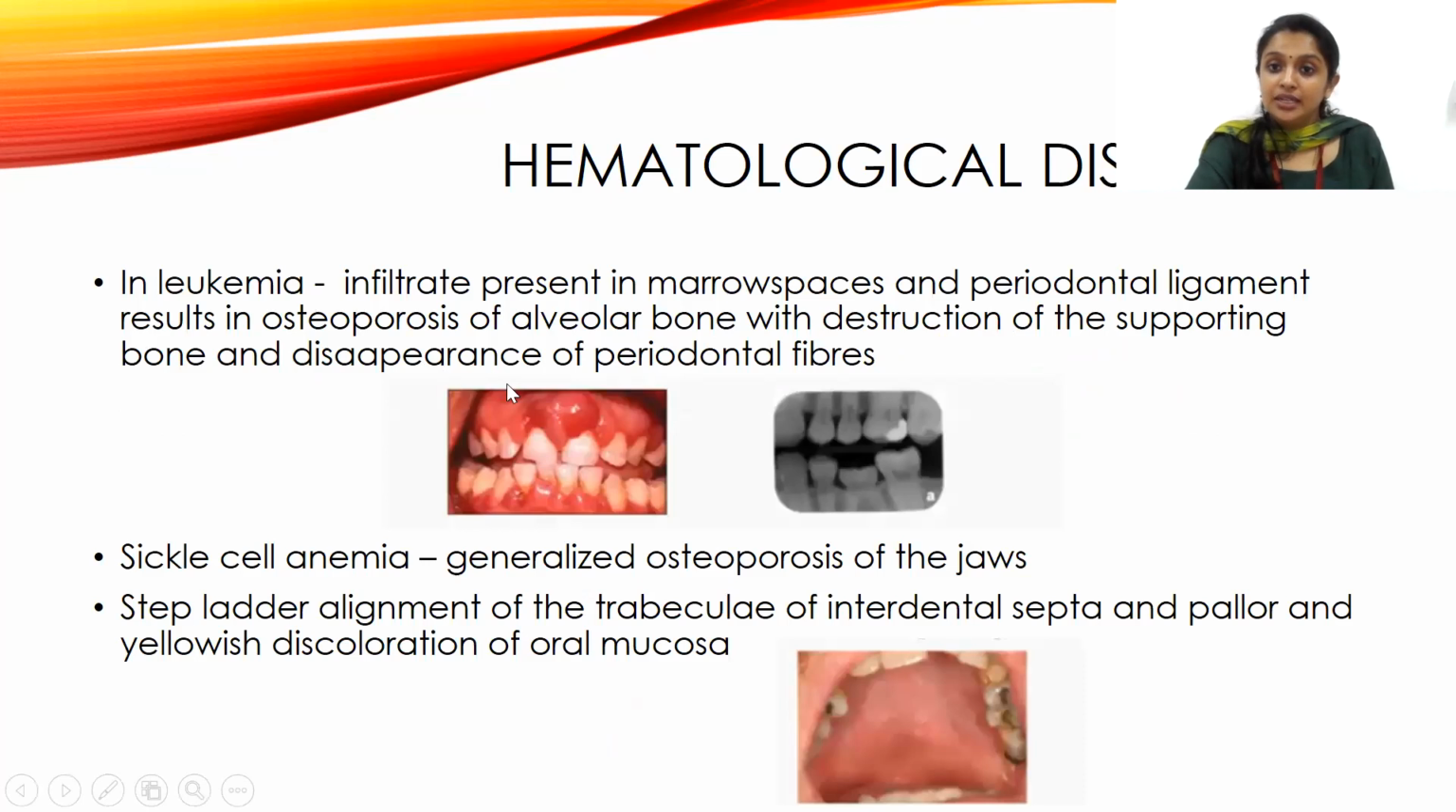This is a hematological disorder where the infiltrate is present in leukemia, especially in the marrow spaces and the periodontal ligament, resulting in osteoporosis of the alveolar bone with destruction of the supporting bone and disappearance of the periodontal fibers. In sickle cell anemia, you find generalized osteoporosis of the jaws. Stepladder alignment of the trabeculae and of the interdental septa, and pallor and yellowish discoloration of the oral mucosa are other oral manifestations of sickle cell anemia. So these are a few of the systemic diseases which result in bone destruction.